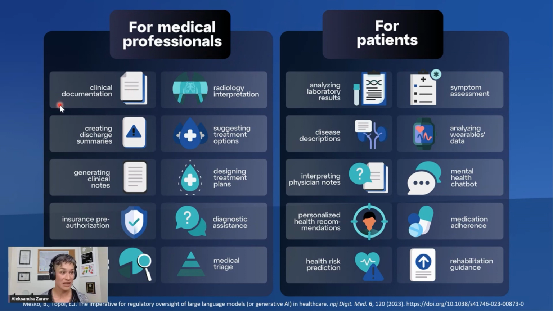So clinical documentation, creating discharge summaries. These are easy tasks for this model. Generating clinical notes from dictating. I do this a lot for my creative or video content. I dictate some idea and then ask ChatGPT to structure it, to add some missing points, right? So for the model, it's easy. Insurance pre-authorization. Okay, money and health decisions based on AI always raise an alarm bell. Summarizing research papers, radiology interpretation, suggesting treatment options, designing treatment plans, diagnostic assistance, and medical triage.